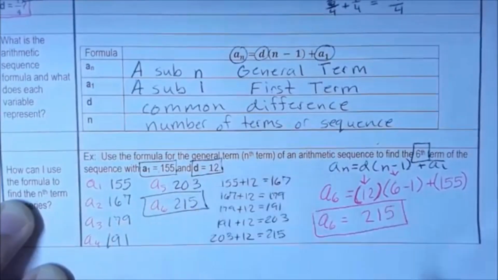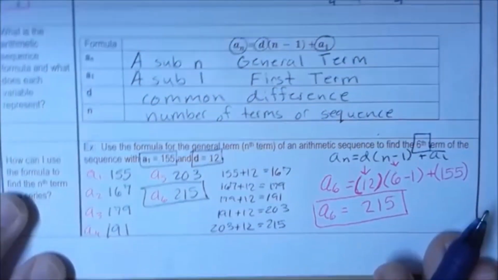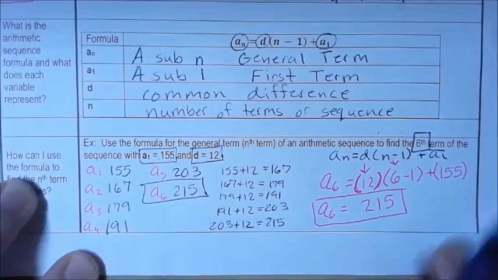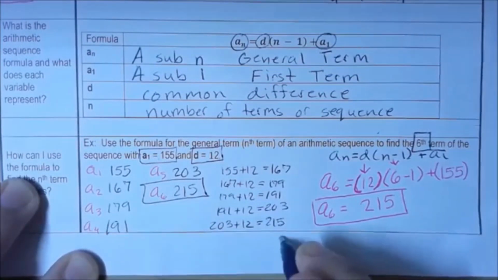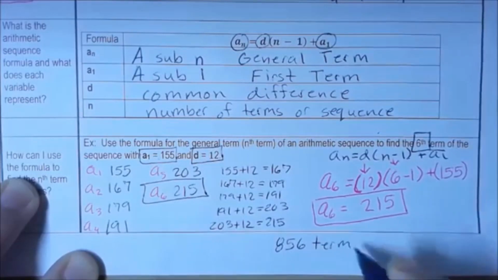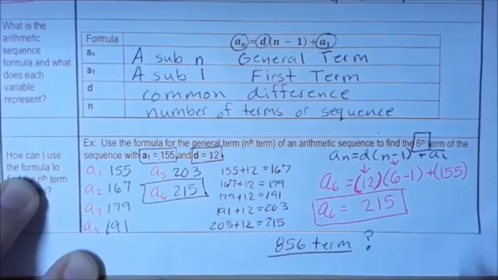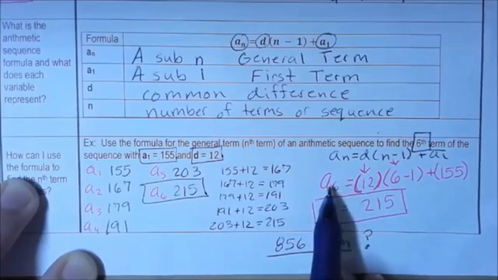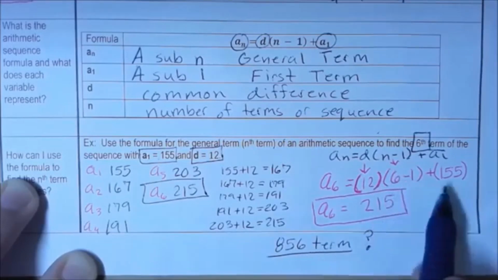Notice, no matter which way we got the answer, they're both the same. But I want you to imagine for a second, what if they told you they want you to find the 856th term? That would be a whole lot of work with this. But with this, it would be really easy, right? Because you would just put 856 right here, and you would put 856 right here, and you would have your answer.